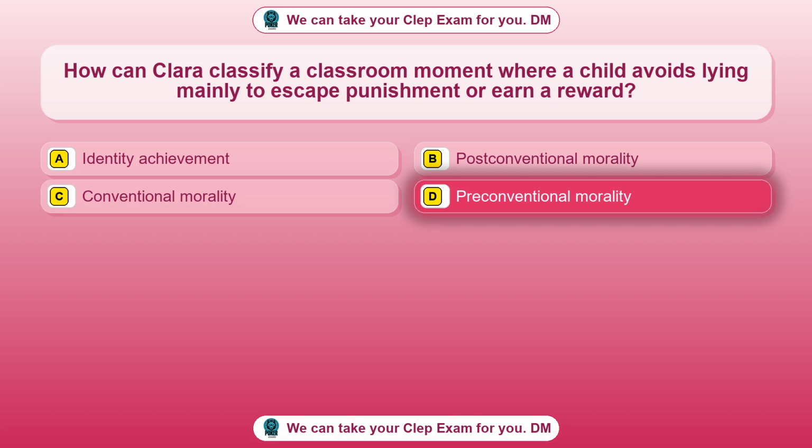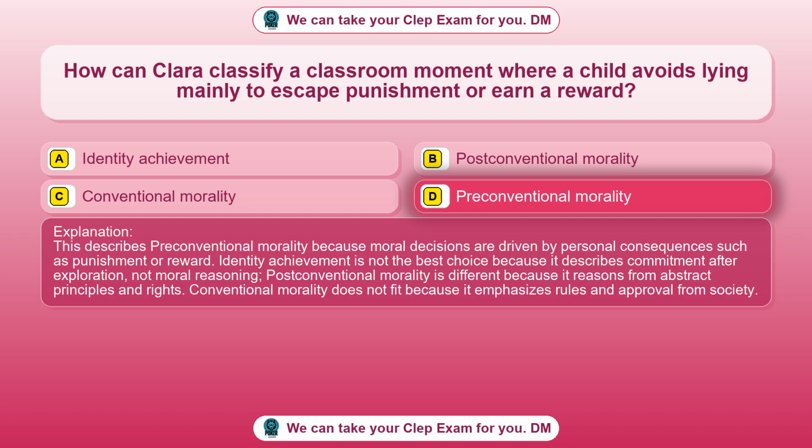Pre-conventional morality. This describes pre-conventional morality because moral decisions are driven by personal consequences such as punishment or reward. Identity achievement is not the best choice because it describes commitment after exploration, not moral reasoning. Post-conventional morality is different because it reasons from abstract principles and rights. Conventional morality does not fit because it emphasizes rules and approval from society.